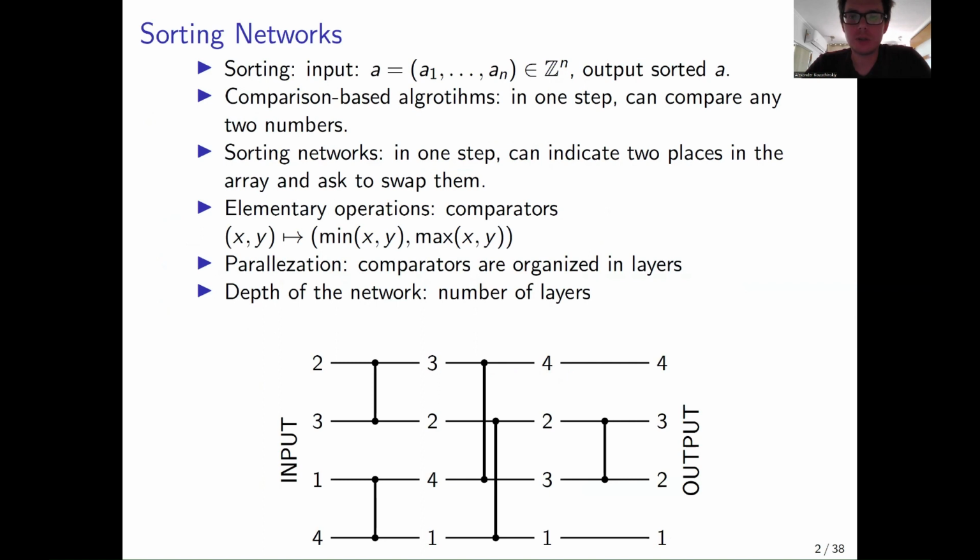Our context is the problem of sorting, in which we get an array of integers and we want to output these integers in non-decreasing order. There is a classical class of algorithms for this problem called comparison-based algorithms. In these algorithms, basically the only thing you can do with your integers is compare them.